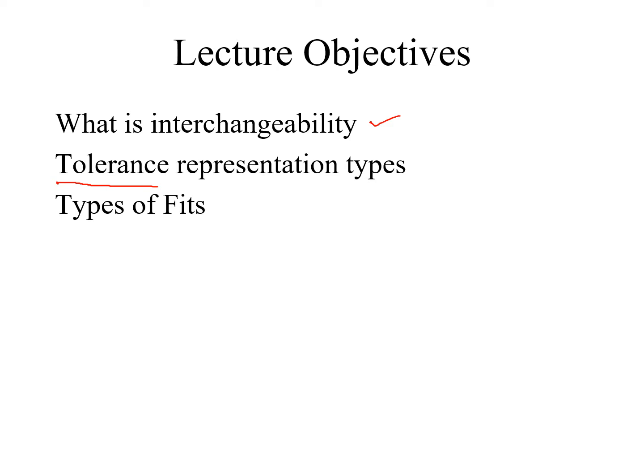manufacturing processes. So tolerance representation types, that's what we are going to discuss, and we are going to discuss the type of fits, because in the last lecture we started discussing threads and screws, and we discussed different types of assemblies also. So now we are going to be a little bit more specific and define the types of fits, what fits are, and how they are all related to different tolerance types and interchangeability. So let's move on.